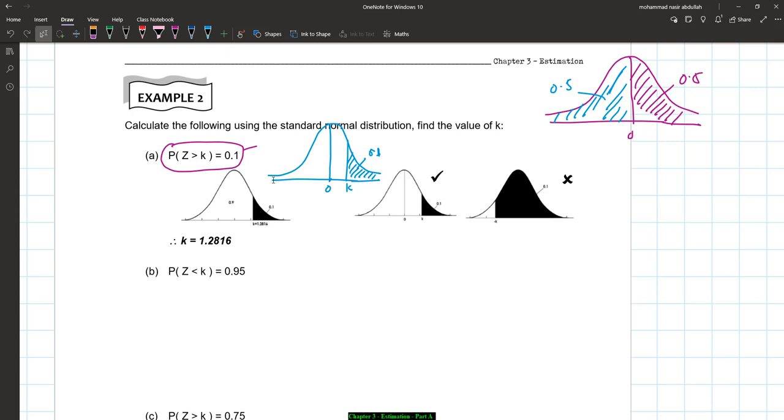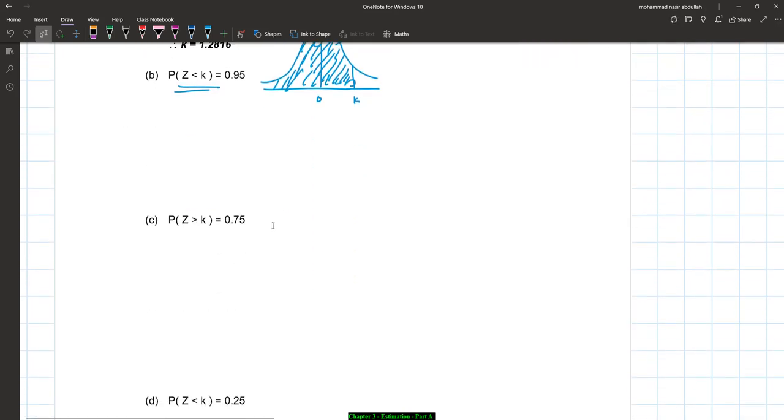Okay? So, let's say here, the probability of Z less than K is 0.95. That means it's more than 0.5. So, K is somewhere here. The area consists of the whole left to right. This is 0.95. Right? By logic. So, let's look at the next one below.